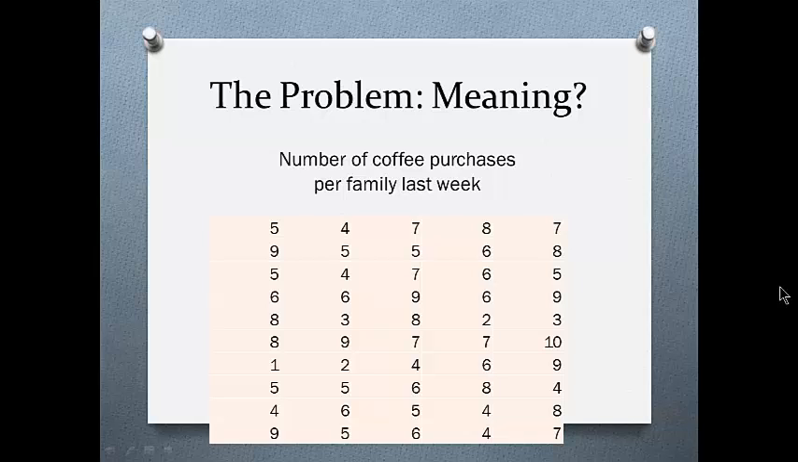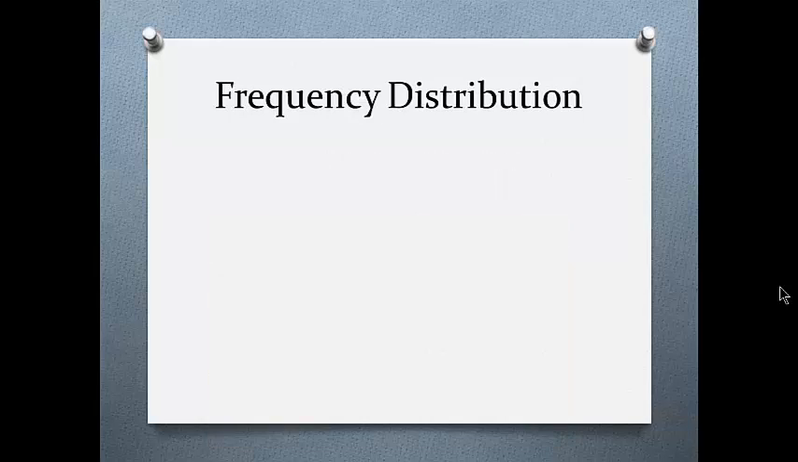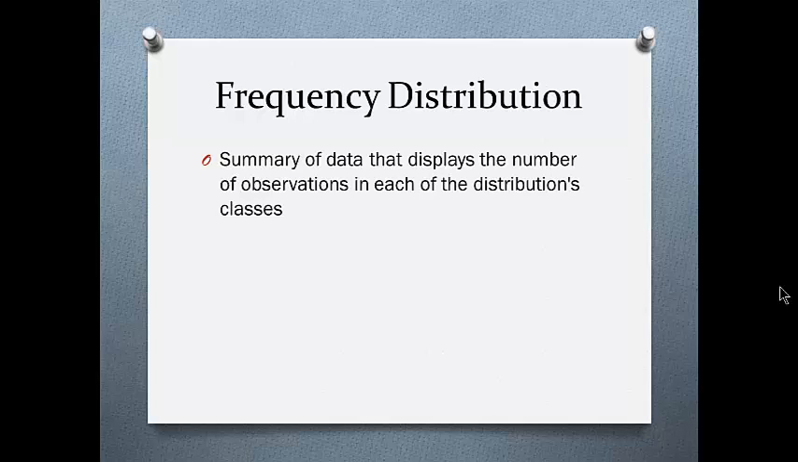And so what we're going to do is we are going to convert this data into a meaningful form, and there's several ways we can do that. One way we can do that is with what's called a frequency distribution. This is going to be a distribution that is a summary of data, and it will display the number of observations in each of the distribution's classes.